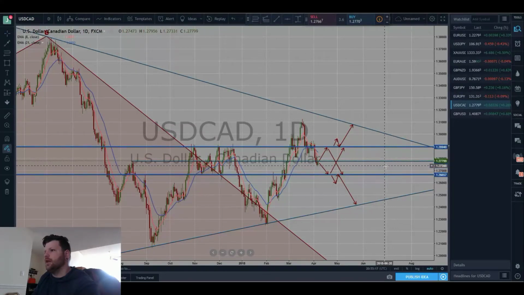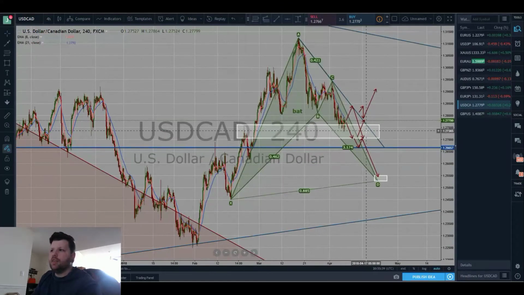And so what we're waiting for with UCAD is either confirmation to the upside or the downside. I will not be buying or selling UCAD until it reaches one of the horizontal lines, either to the upside or the downside, and either reacts off of it or breaks and retests it and then continues in the direction that it broke.